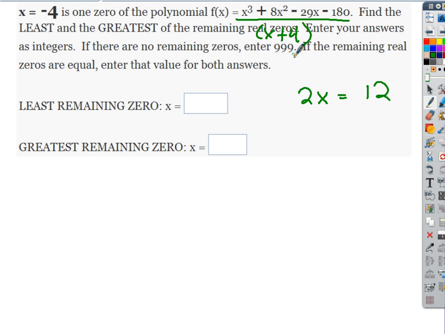So we can kind of get in a habit with this. Once we get used to it, we just naturally know that when we want to eliminate one 0 and reveal the others, we just run that 0 through synthetically and take what's left over to work with, right? Okay, so let's do that.